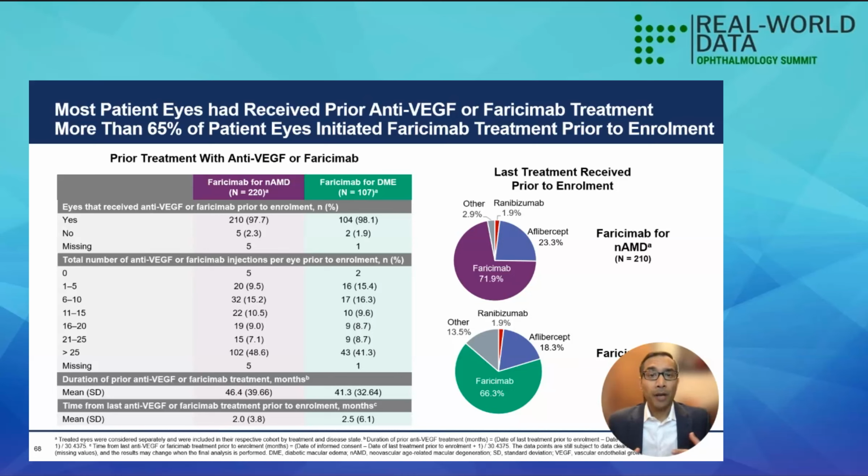So the early patients that we've collected data on were previously treated patients, and many of them were already on faricimab when they rolled into this study. Roughly half of neovascular AMD and diabetic macular edema patients had received more than 25 injections over 46.4 months. The most recent prior injection interval was roughly 2 months on average prior to enrollment in this study.